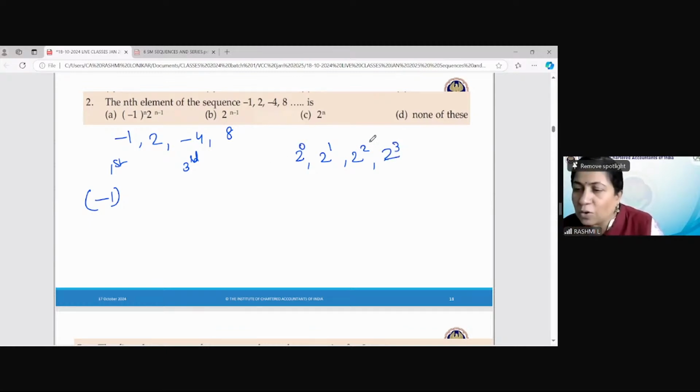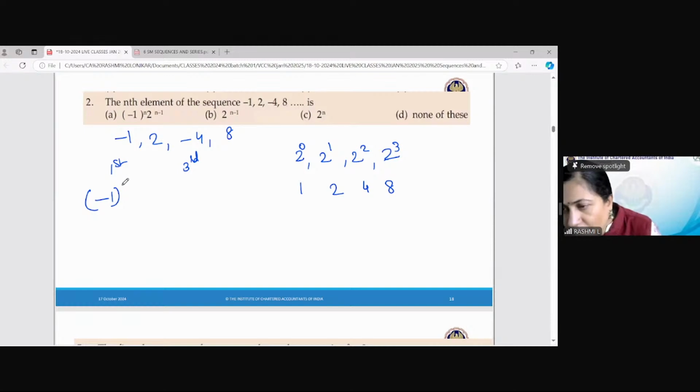2 raised to 0, 2 raised to 1, 2 raised to 2, isn't it? Because 2 raised to 0 is 1, 2 raised to 1 is 2, 2 raised to 2 is 4, and 2 raised to 3 is 8. Okay. So 1, 2, 4, 8. I've got the numbers. Now I need to find the negative sign also.